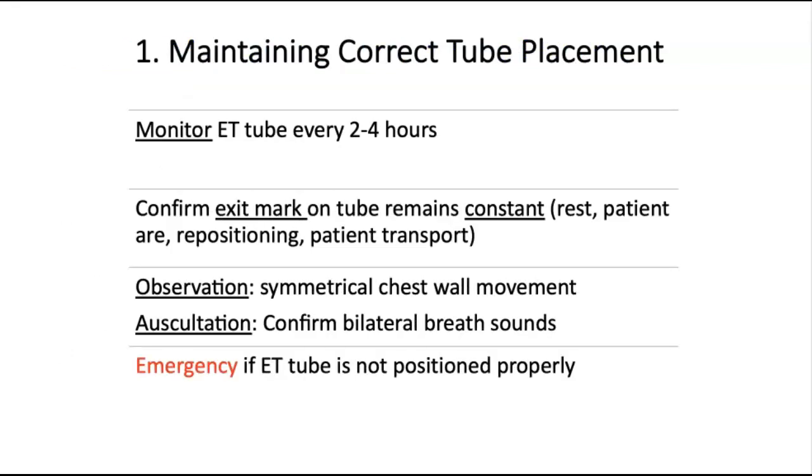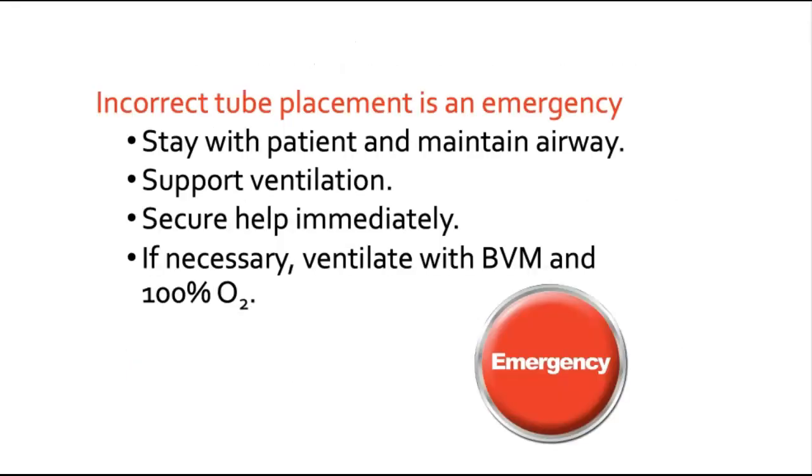So, maintaining correct tube placement. The patient with an ET tube should be continuously monitored to ensure the tube remains in the correct place. Proper tube placement is maintained by confirming that the exit mark on the tube remains constant while at rest, during patient care, repositioning, and patient transport. The nurse also observes for symmetrical chest wall movement and auscultates to confirm bilateral breath sounds. It is an emergency if the ET tube is not positioned properly. And so when that happens, we'll go on to the next slide.